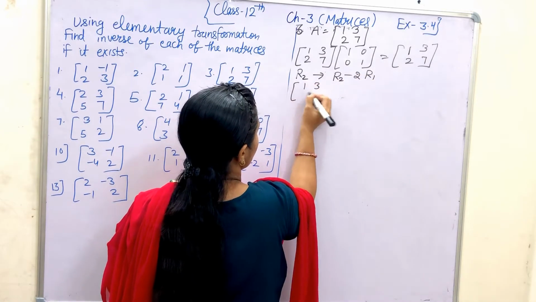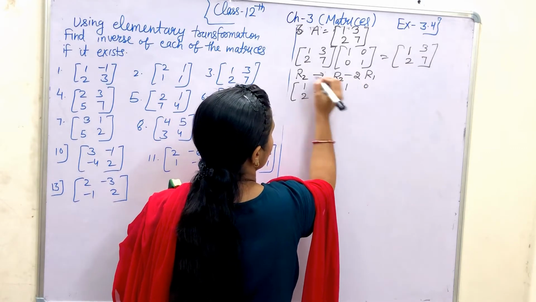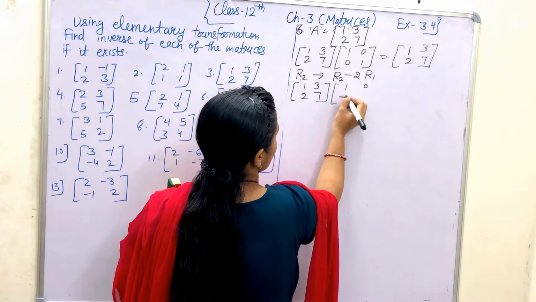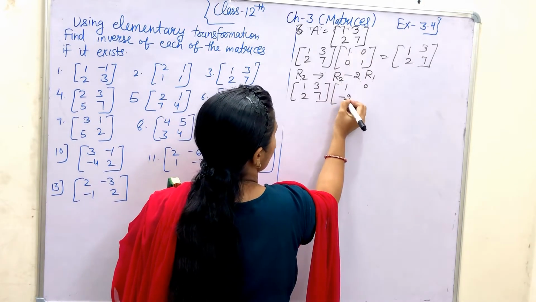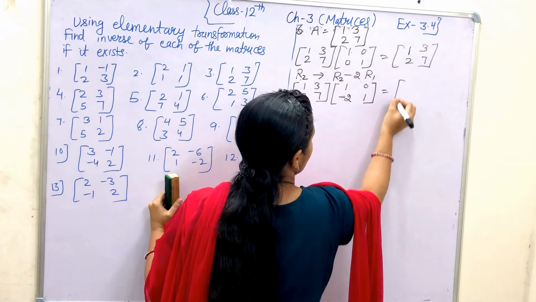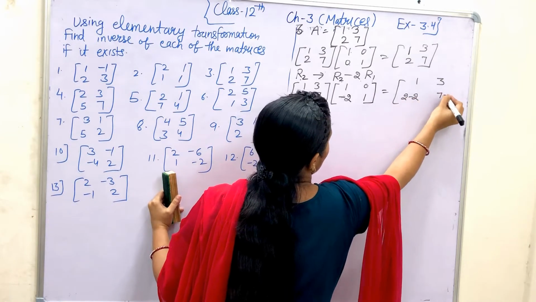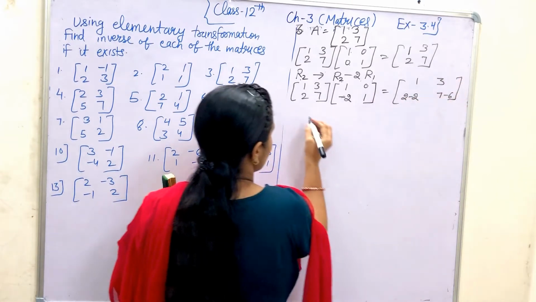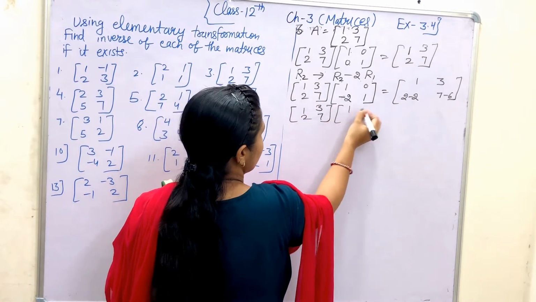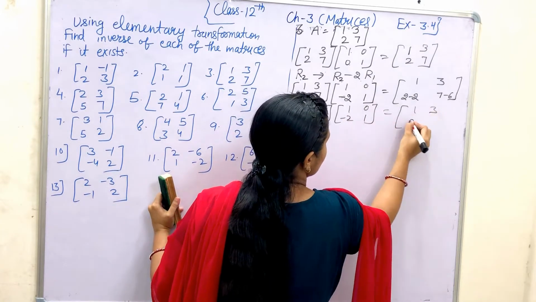We are changing R2. R2 minus 2 R1. So 0 minus 2, 1 minus 0, 1. Here 1, 3, 2 minus 2, 7 minus 6. We get 1, 3, 0, 1 and 1, 0, minus 2, 1.